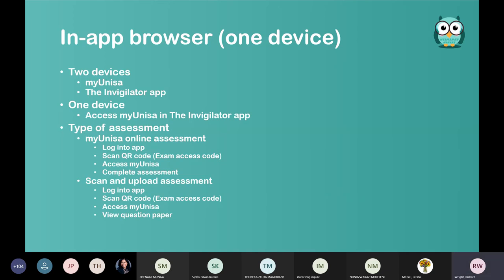Now, just to note here, when you click the in-app browser, it will take you to MyUnisa, but the exams are written on the exam portal. So on the landing page, you have to click on the button to access the exam portal. You can use one device, but preferably, if you can, use a different device for the exams: use a laptop or desktop for the MyUnisa side, and the Invigilator runs on its own.